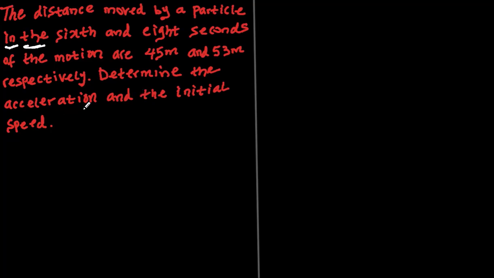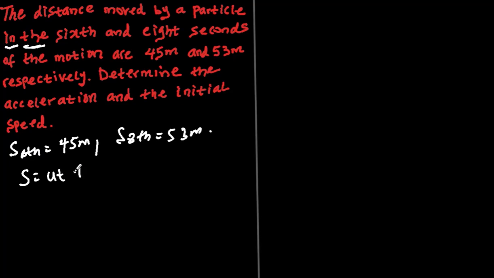So if you are looking for acceleration and initial speed, that means this object is not starting from rest. So u is not equal to 0, right? So distance in 6 seconds is 45 meters and distance in 8 seconds is 53 meters. So we are looking for u and a. So that means the equation we use is s equals ut plus half at squared. That is the equation that contains all of this.